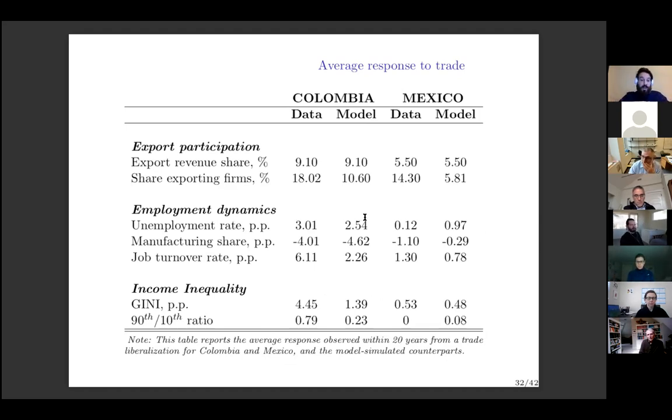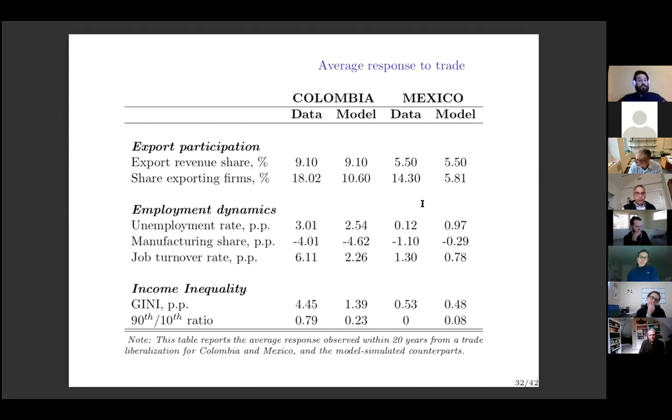In particular, on average, in the 20 years following the liberalization, the model generated an increase of 2.64 percentage points in unemployment rate, whereas in the data, on average, you get 3 percentage points. It overstates slightly the increase in unemployment for Mexico, generating an increase on average of 1 percentage point. In the data, we observe a much lower value. It also captured differences in the decline of the manufacturing share of employment, 4 percentage points for Colombia, 1 percentage point for Mexico. It actually overstates that difference.